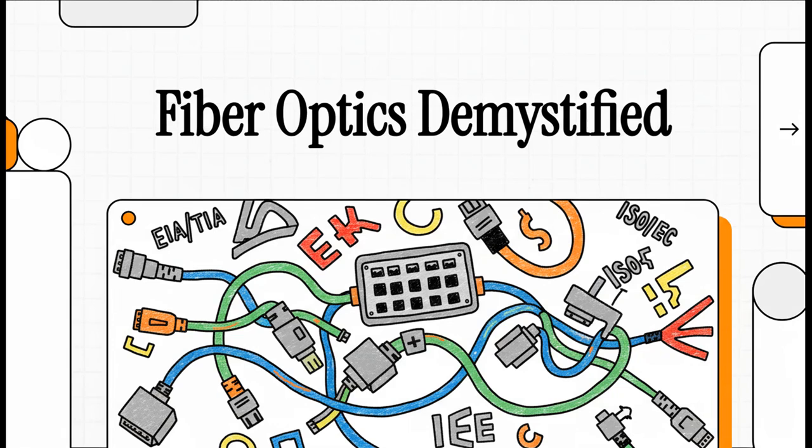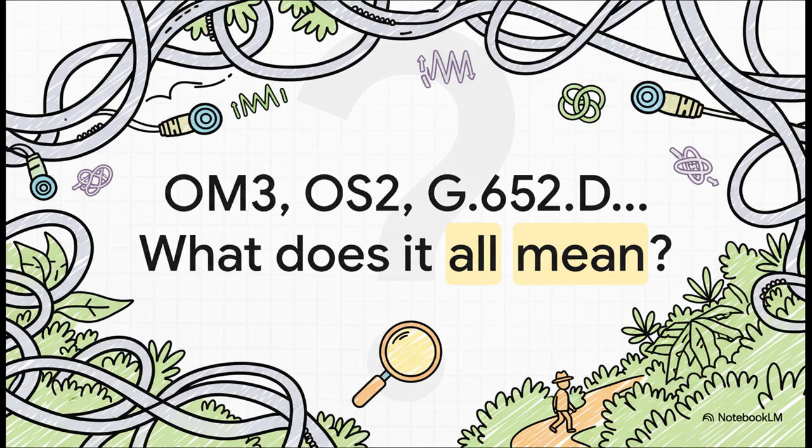If you've ever found yourself staring at a fiber optic patch panel, completely lost in a sea of acronyms and confusing standards, well, you're absolutely in the right place. I mean, OM3, OS2, G652.D, these terms can feel pretty overwhelming, like you need some kind of secret decoder ring just to order a cable. But don't you worry. By the end of this breakdown, you're going to be navigating this jungle like a pro.